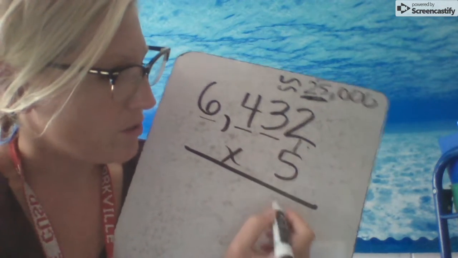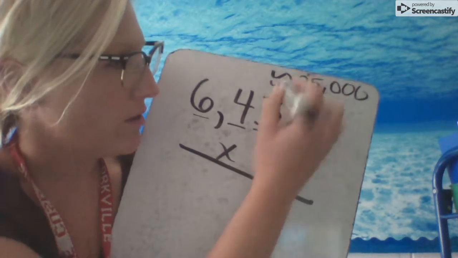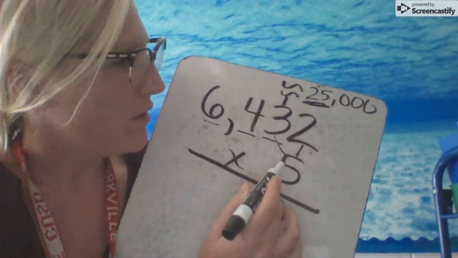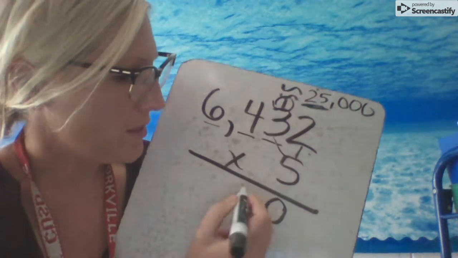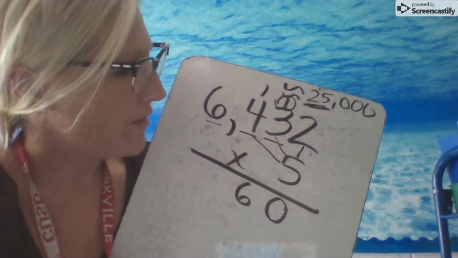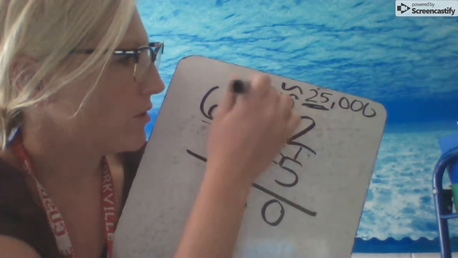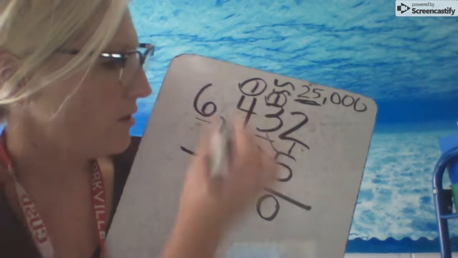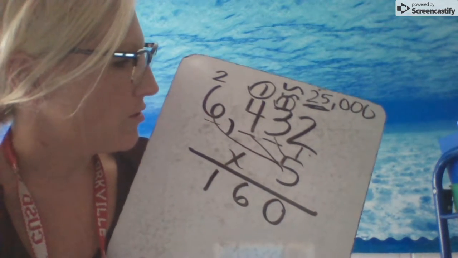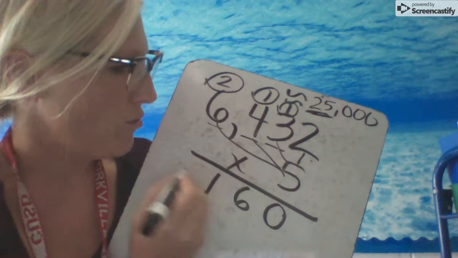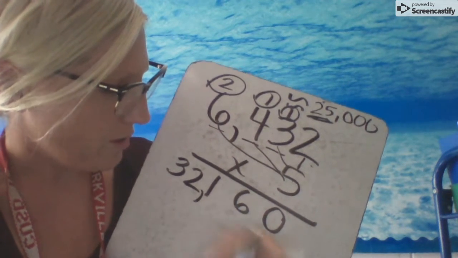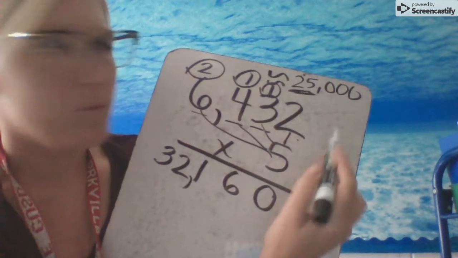5 times 2 is 10. I bring the 0 down, carry the 1. 5 times 3 is 15, plus 1 more is 16. I bring the 6 down, carry the 1. 5 times 4 is 20, plus 1 more is 21. Carry the 2. And 5 times 6 is 30, plus 2 more is 32. 32,160. So I look back up and compare.